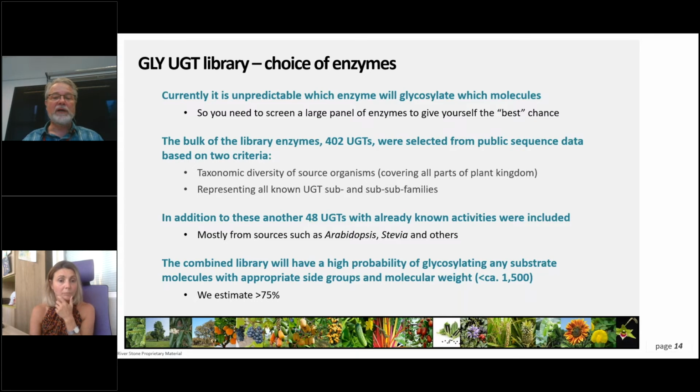In the combined library, we see a probability of glycosylating any substrate molecule of about 75%. Again, that's within the limitations I mentioned, for example, a molecular weight below 1500. And below you see pictures of some of the sources these enzymes came from.